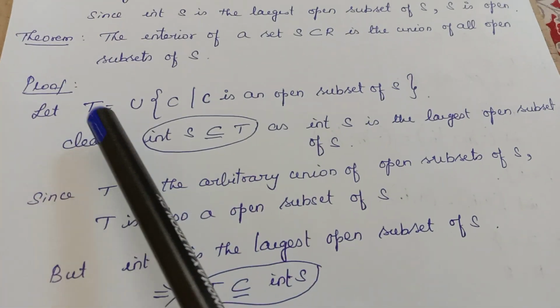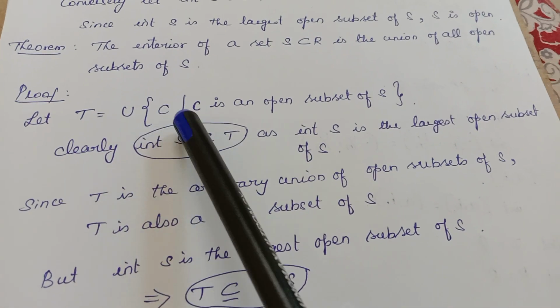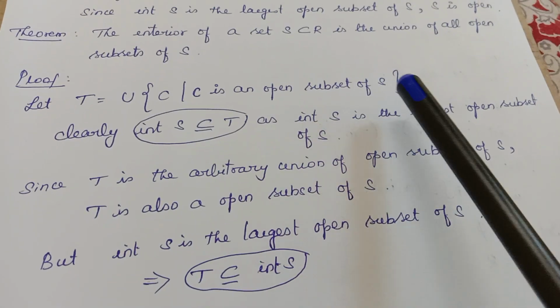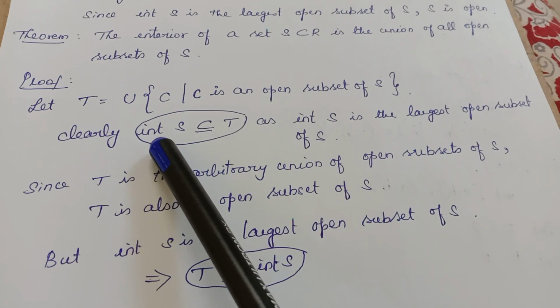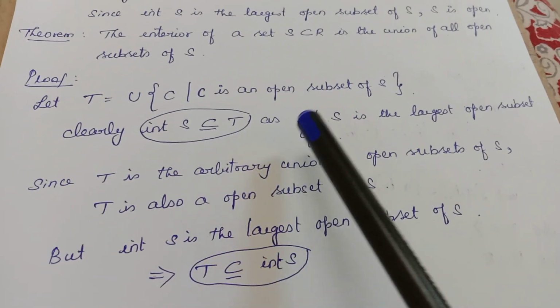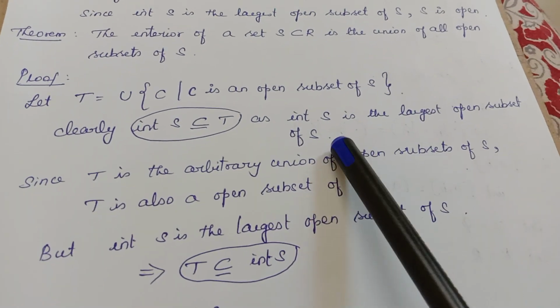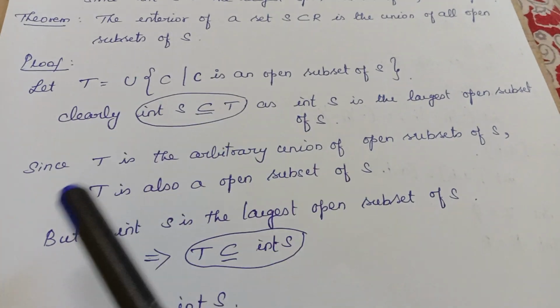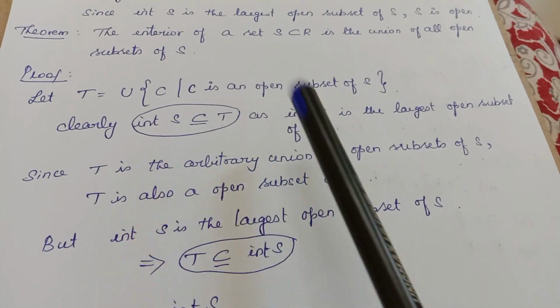Okay. So, for that, let me take T equal to the union of all open subsets of S. That is, the union of all C where C is an open subset of S. Then clearly the interior of S is contained in T, because the interior of S is the largest open subset of S, no? So definitely the interior of S is also a member of T. Okay, so one side of the inclusion is proved.